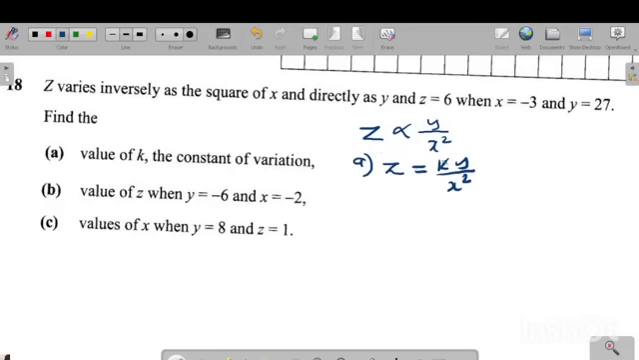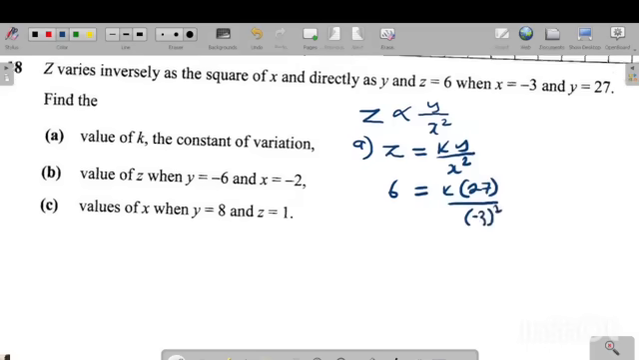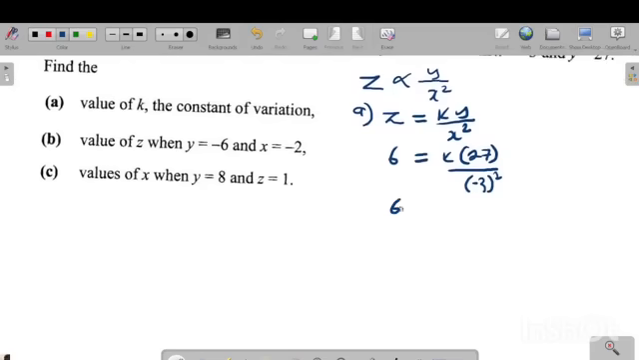Now they want you to find the value of k when z is 6. So where there is z, we're going to put 6 is equal to k. Then where there is y is 27, we're going to put 27 here over x is negative 3, so negative 3 squared. Okay? So we're going to have 6 is equal to k times 27 over 3, negative 3 squared is positive 9.